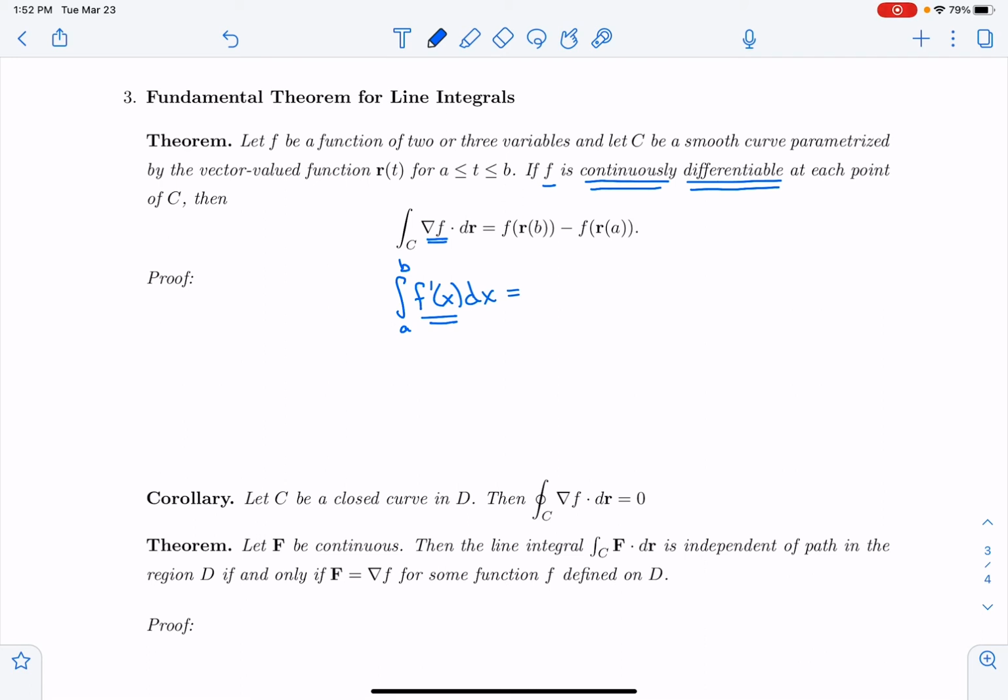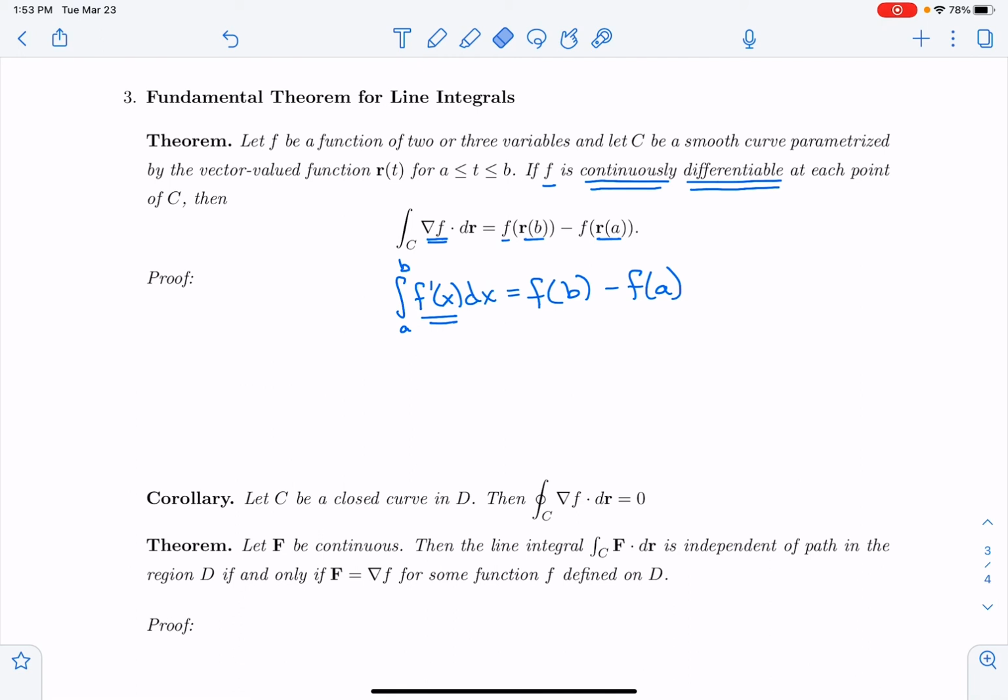evaluating the antiderivative, which in this case would be f, at the points B and A and finding the difference. So here, notice that I've evaluated f at the endpoints r of b and r of a, just like before. So this really is the fundamental theorem now for a line integral, but the line integral has to be over a vector field. That vector field has to be the gradient of some function f.